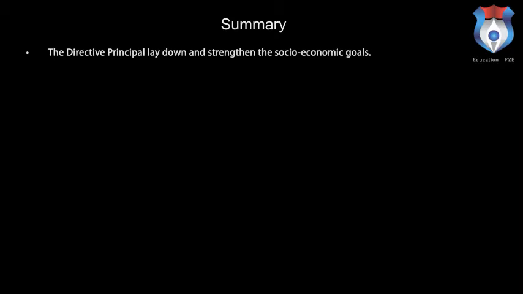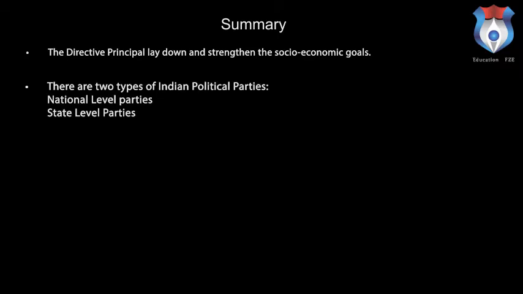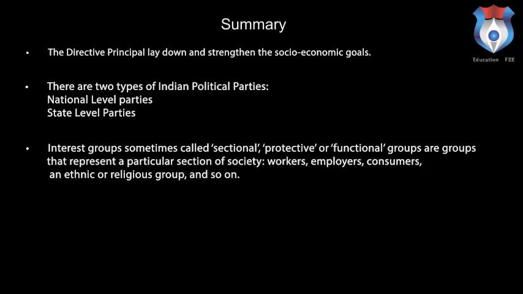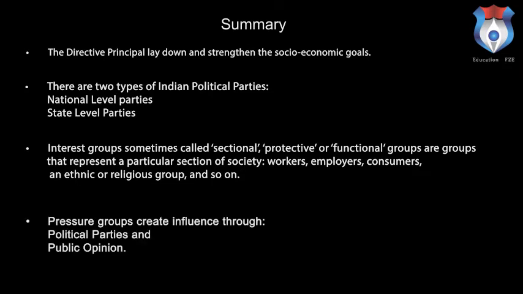Summary. Now in the end, let us summarize what we have learnt in this lecture. The directive principles lay down and strengthen the socio-economic goals. There are two types of Indian political parties: national level parties and state level parties. Interest groups, sometimes called sectional, protective or functional groups, are groups that represent a particular section of society: workers, employers, consumers, an ethnic or religious group, and so on. Pressure groups create influence through political parties and public opinion.